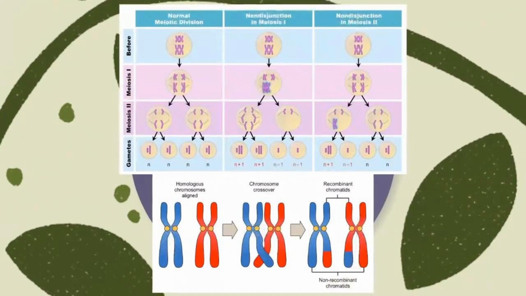If one of the gametes has no chromosome and that comes together with the other gamete that has 1 chromosome, then that's going to result in a cell that only has 1 copy of the chromosome instead of the normal 2, and we call that monosomy.